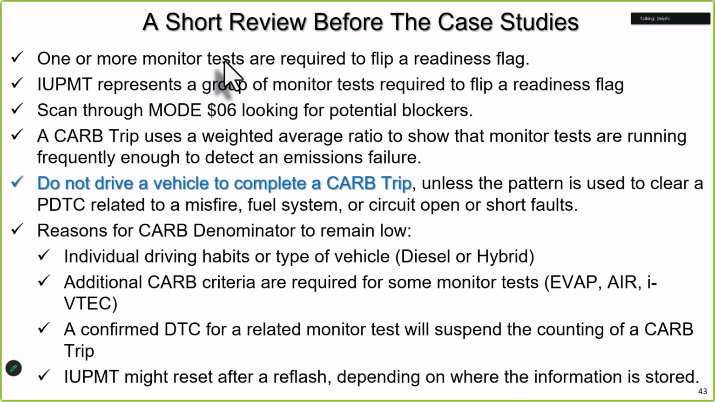Now, I did tell you that carb trip was also created to clear permanent DTCs related to misfire, fuel system, open circuits, shorted circuits. That's when we use the trip the way it was designed. Just start it up, drive it, idle 30 seconds, drive it for 5 minutes, and drive it for 10 minutes. That should clear some of the permanent DTCs. And then the last ones we talked about was a special criteria that could make them keep the lower than the others because they're not being charged with a trip because of the type of conditions they have.